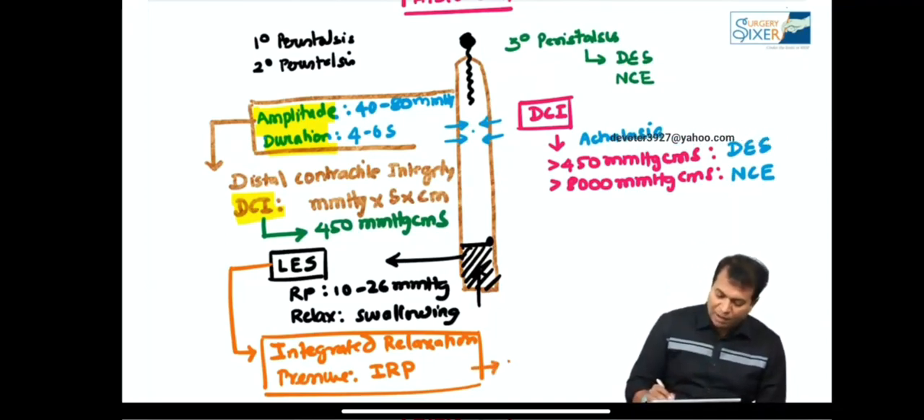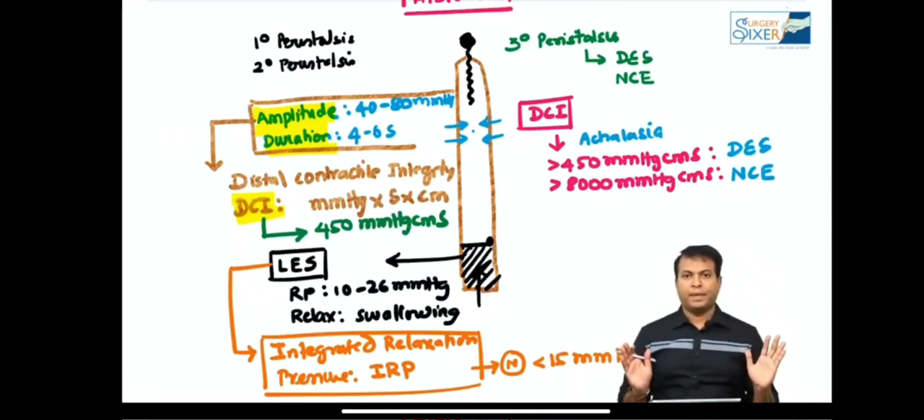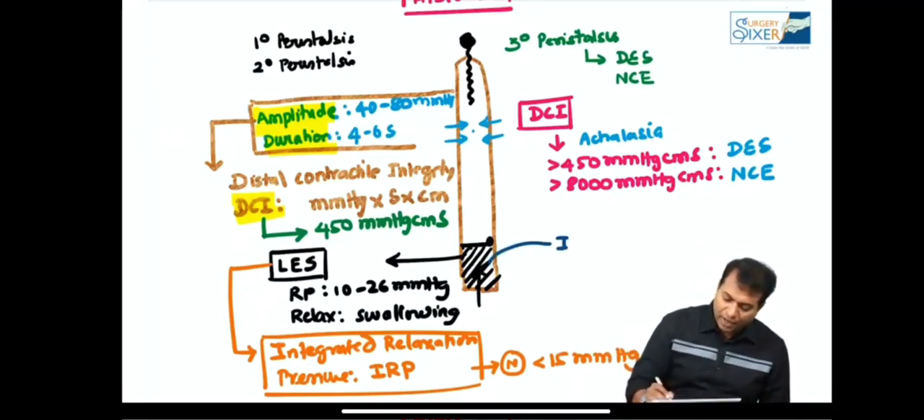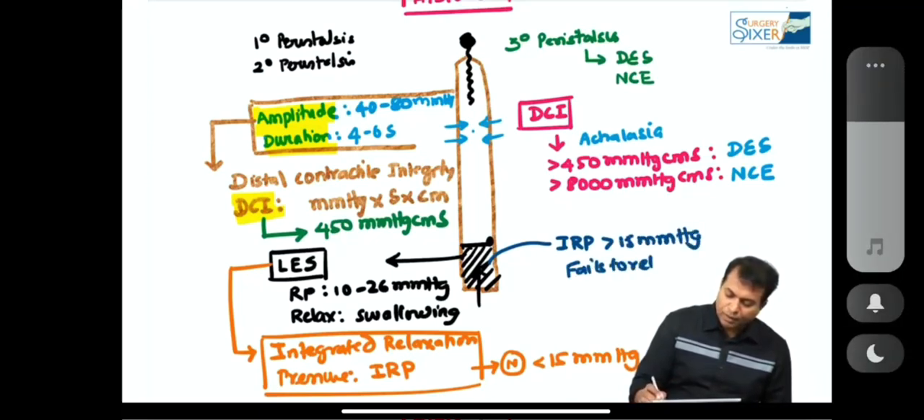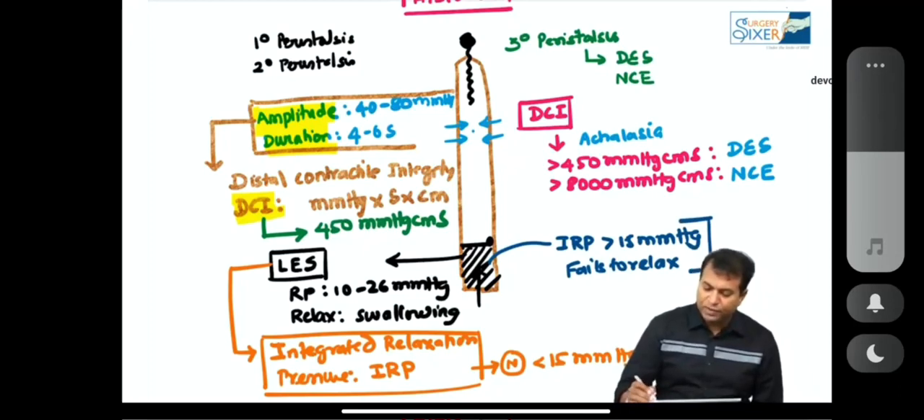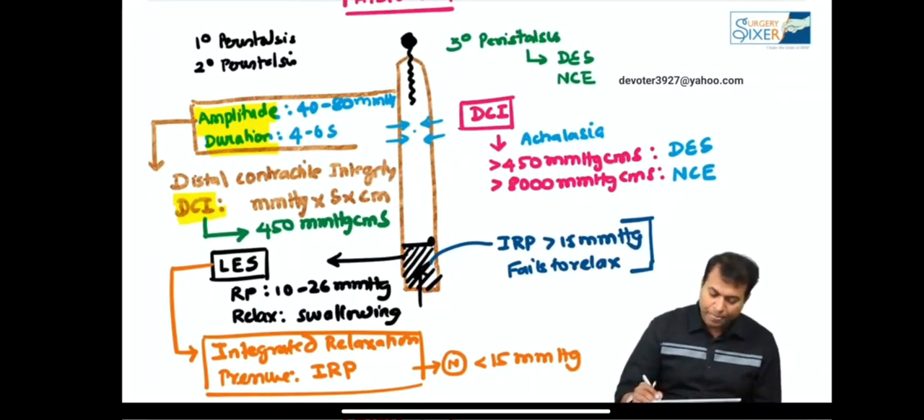Now the normal value is less than 15 millimeters mercury. So as you swallow, the LES pressure should become less than 15. If it is more than 15, what is the condition known as? IRP more than 15, in other words, it is not relaxing, it fails to relax.